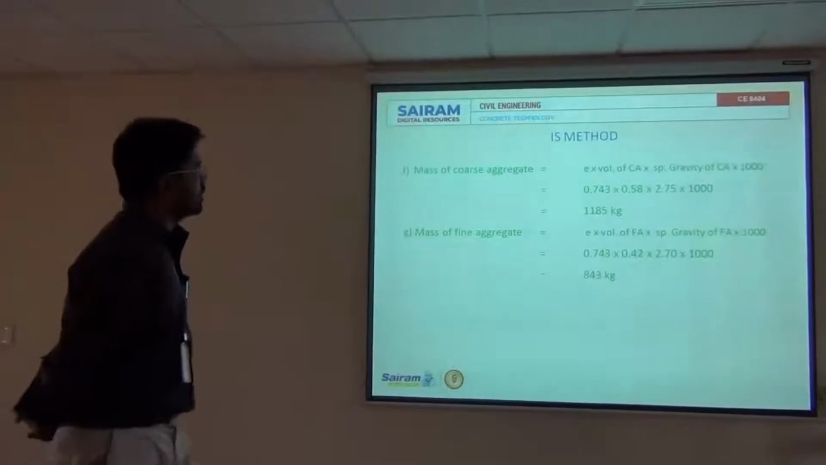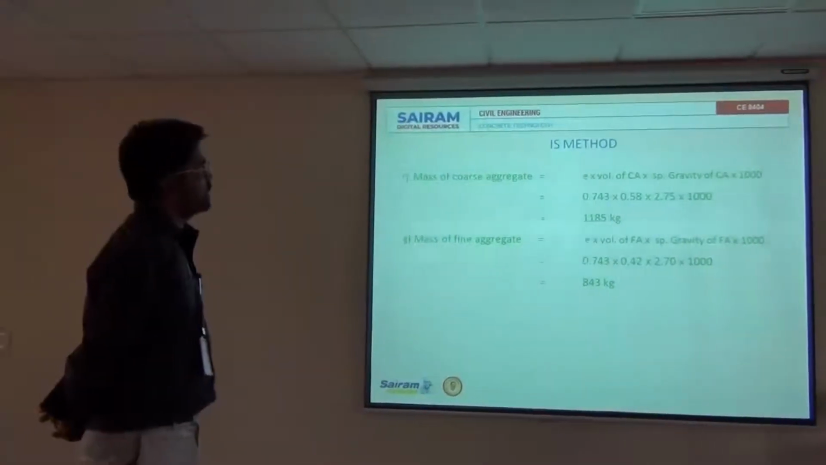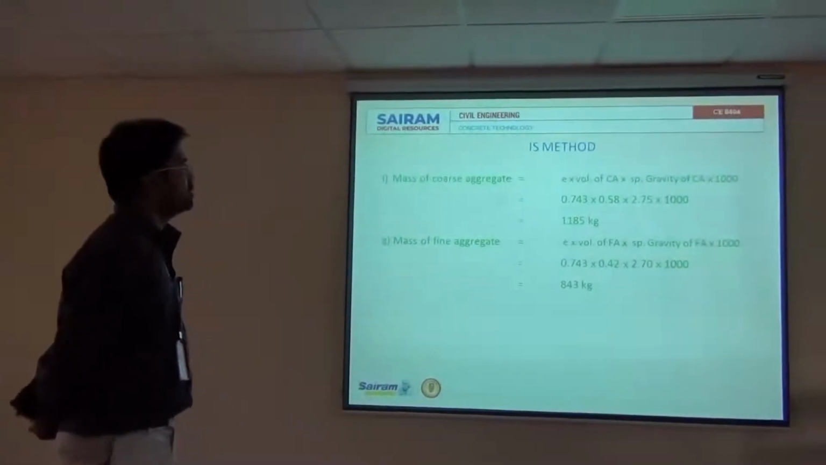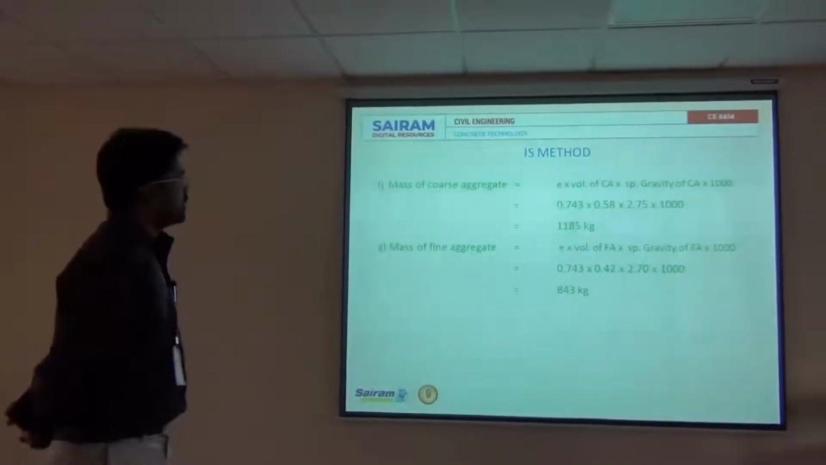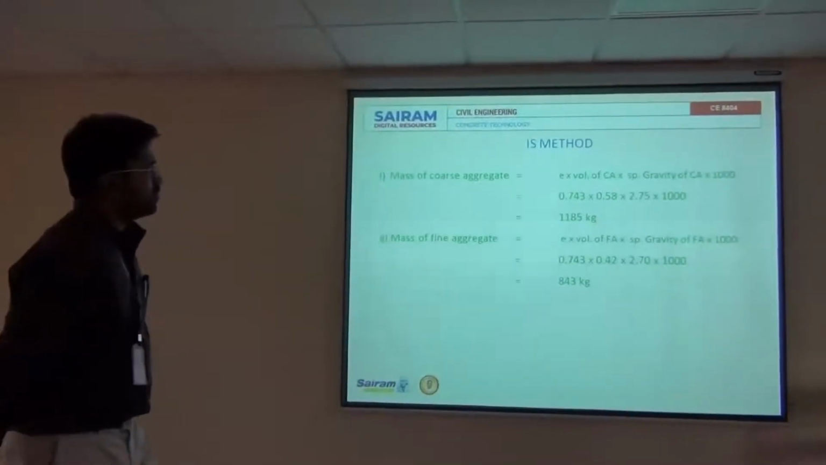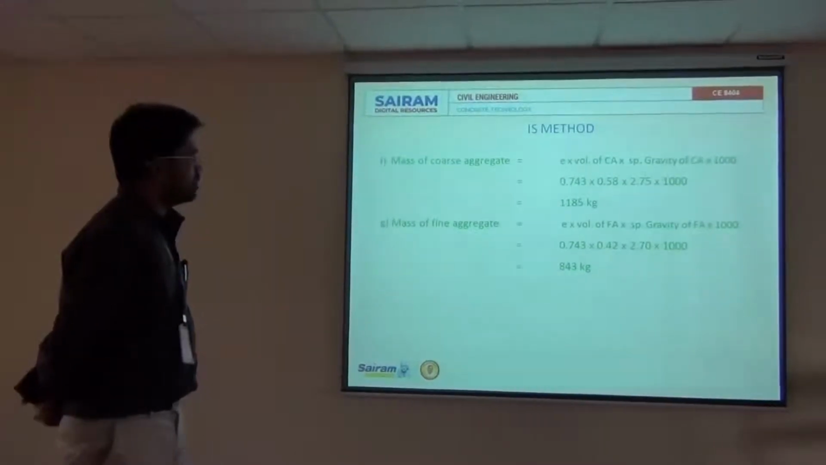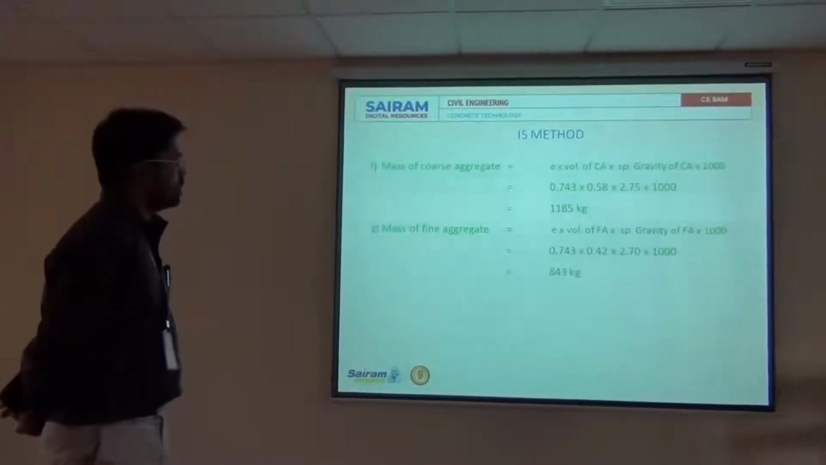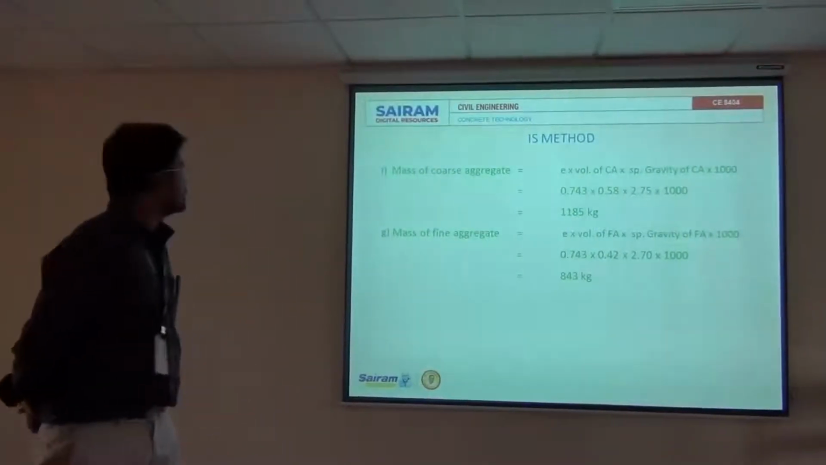Then the mass of coarse aggregate is equivalent to 0.743 into volume proportion of coarse aggregate into specific gravity of coarse aggregate into 1000, you get 1185 kg. Mass of fine aggregate is equal to the total volume proportion 0.743, into fine aggregate proportion 0.42, into specific gravity of fine aggregate 2.7, into 1000. You get 843 kg.